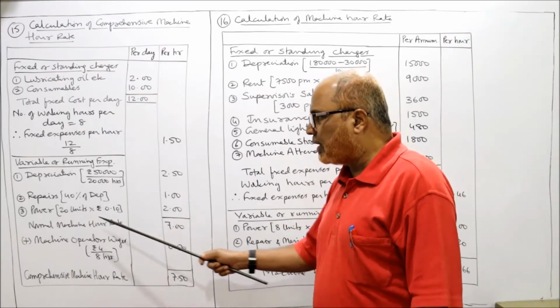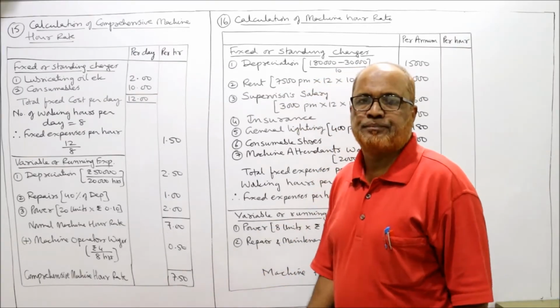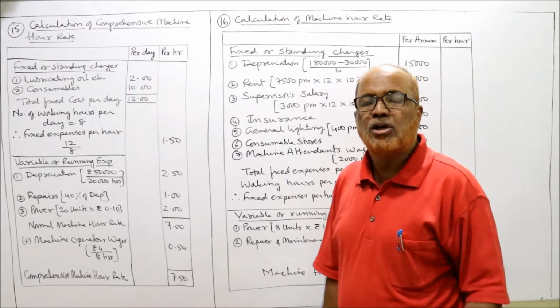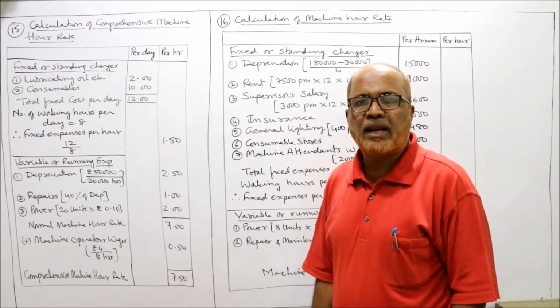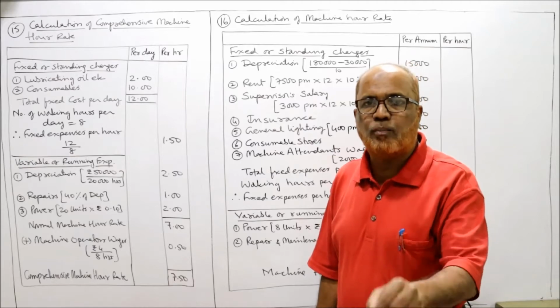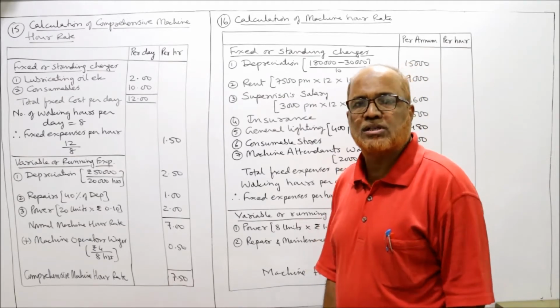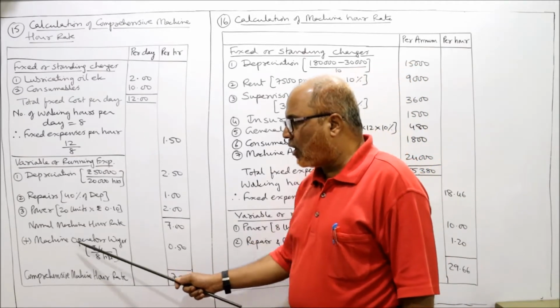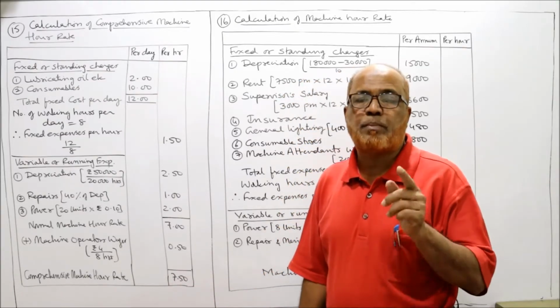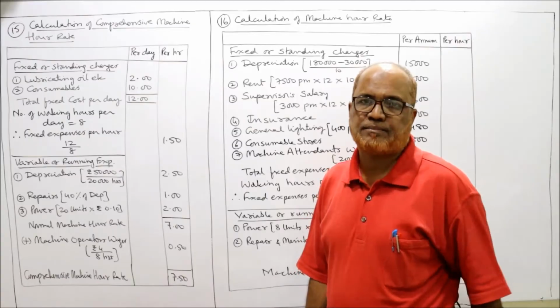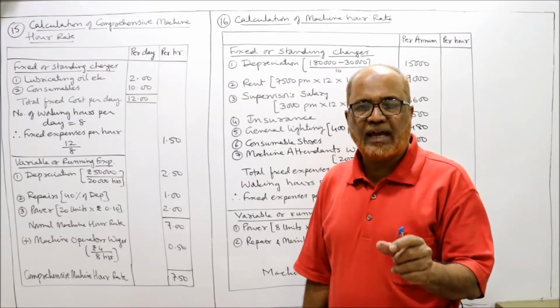So we'll take the normal machine hour rate 7 rupees. 7 rupees normal machine hour rate. To normal machine hour rate, we add machine operator's wages. This is the new point. First time we are coming across in this problem. So machine operator's wages. The machine operator is paid 4 rupees per day of 8 hours. Per day of 8 hours.